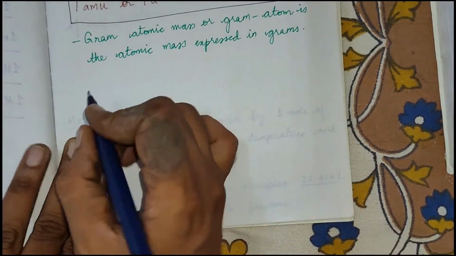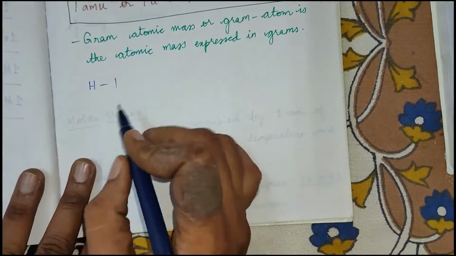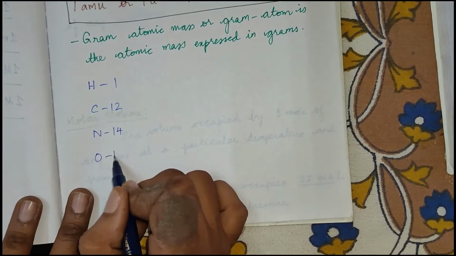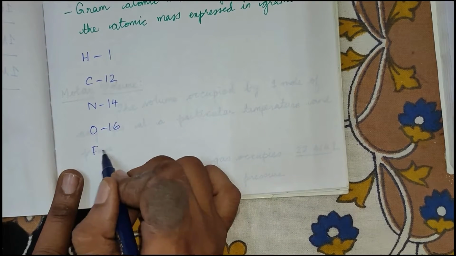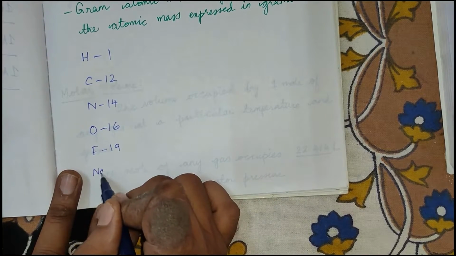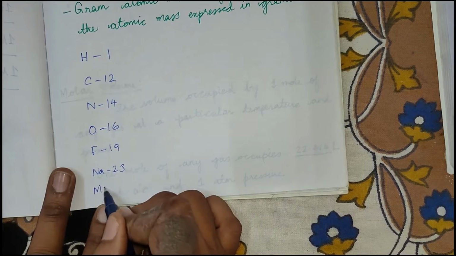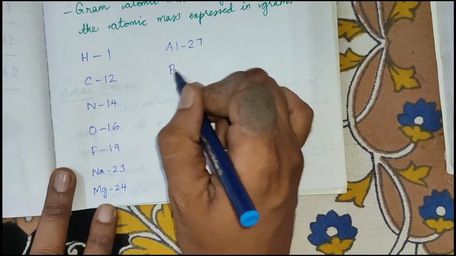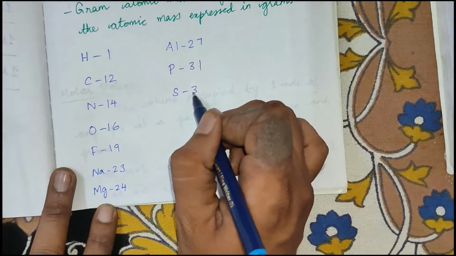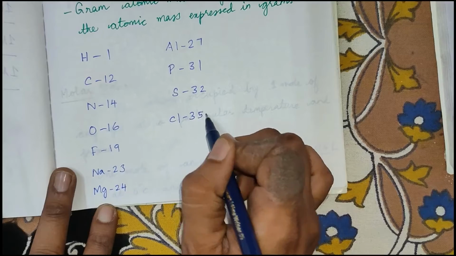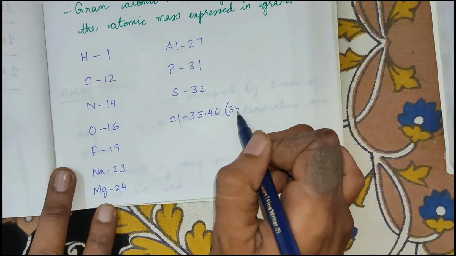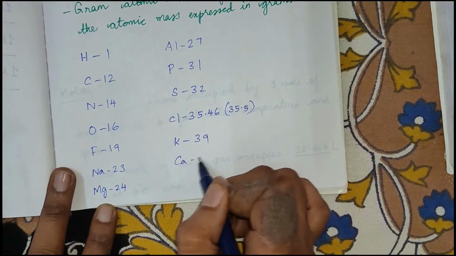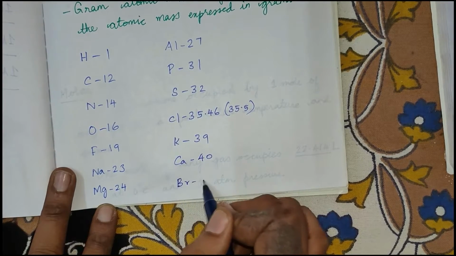We should memorize this. The first one is going to be for hydrogen. It is 1, carbon 12, nitrogen 14, oxygen 16, fluorine 19, sodium 23, magnesium 24, aluminum 27, phosphorus 31, sulfur 32, chlorine 35.46, you can take it as 35.5, potassium 39, calcium 40, and bromine is going to be 80.